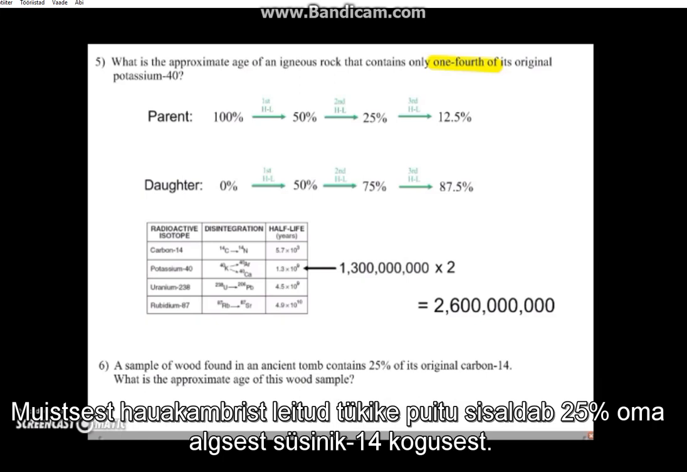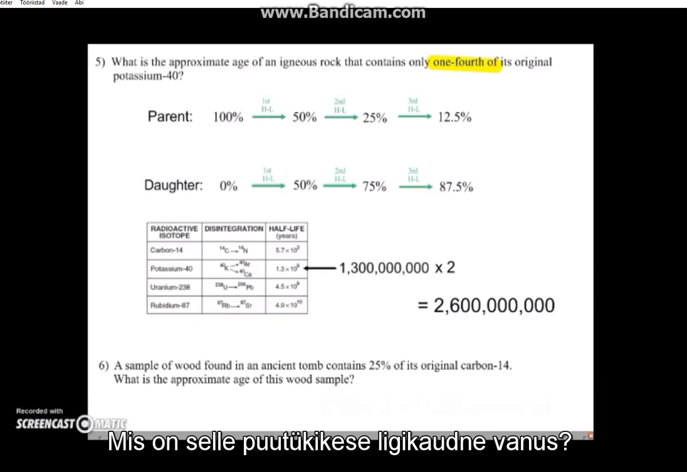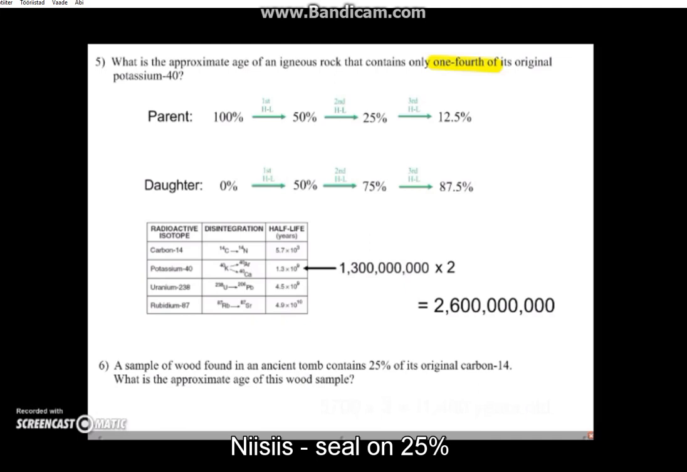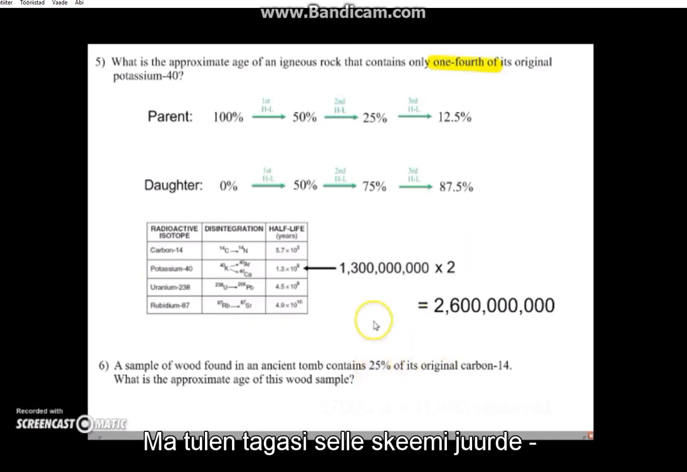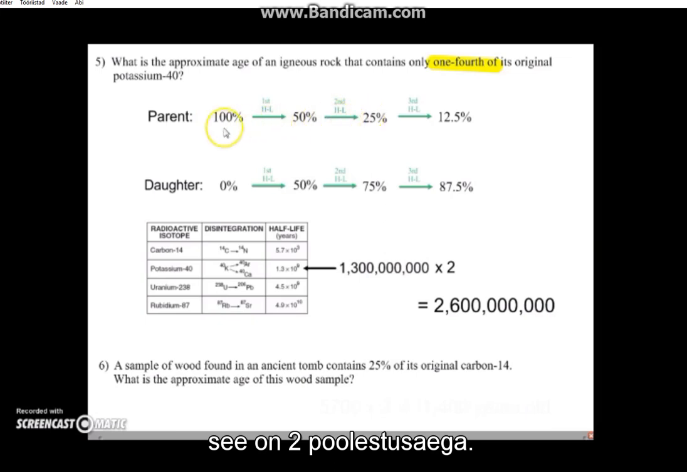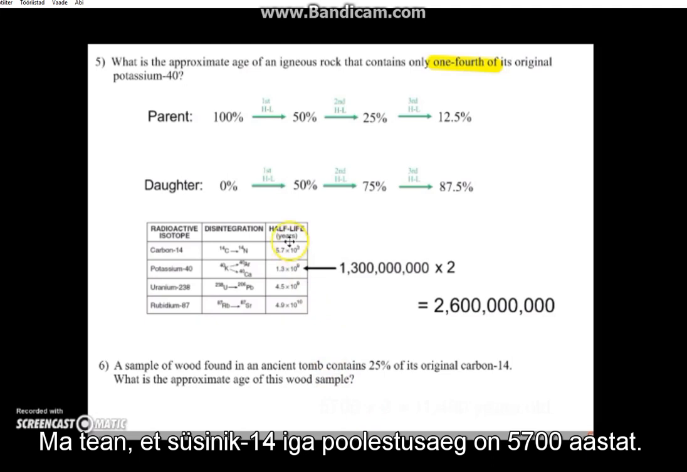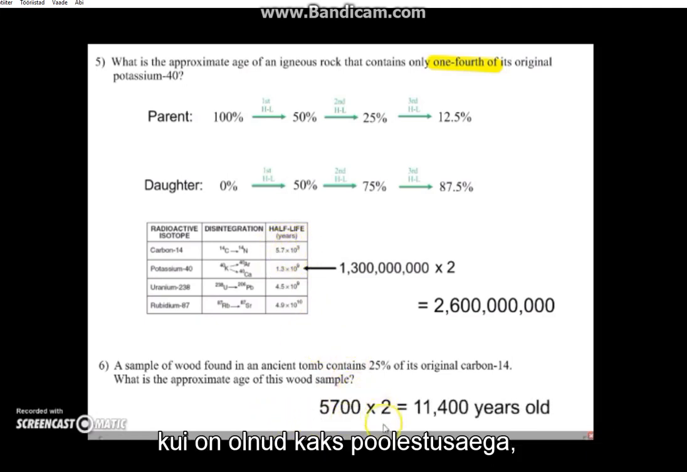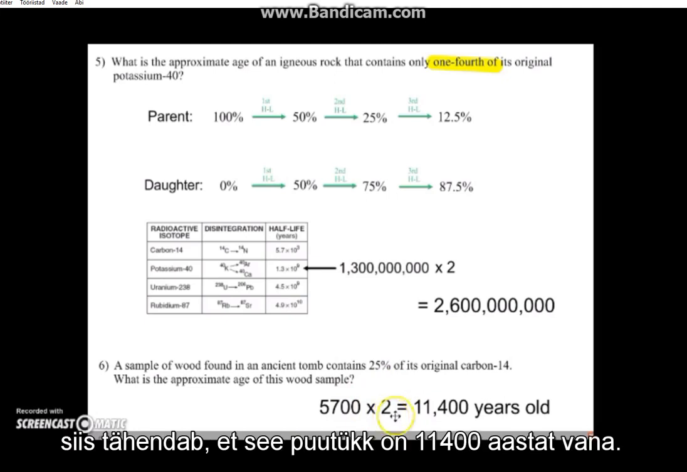And for the last practice question, a sample of wood found in an ancient tomb contains 25% of its original carbon-14. What is the approximate age of this wood sample? Okay, so it has 25%. So I come back up to this chart. So 25% again, that's 2 half-lives. Well, I know for carbon-14, each half-life is 5,700 years. If there have been 2 half-lives, it means this piece of wood is 11,400 years old.